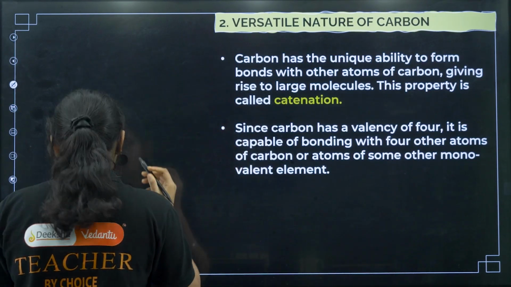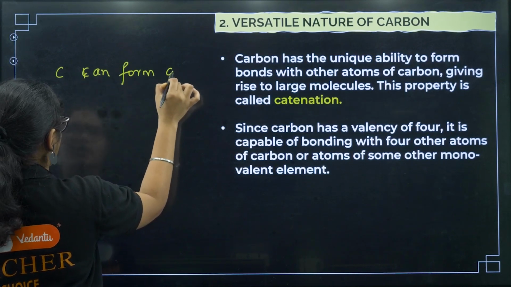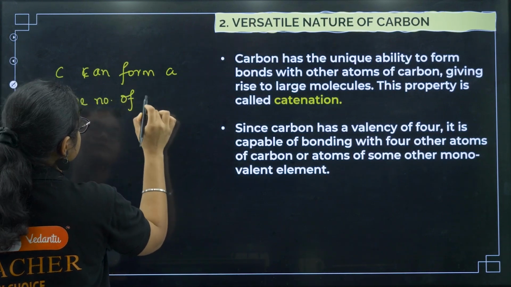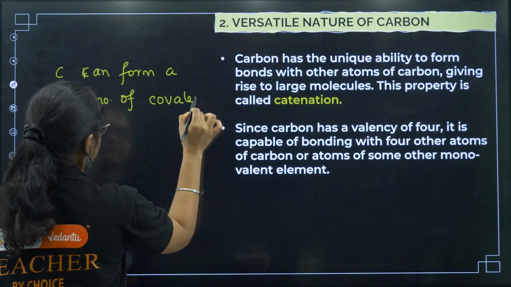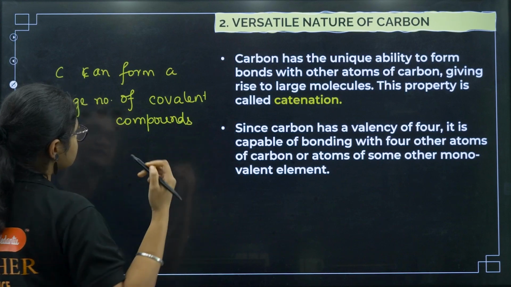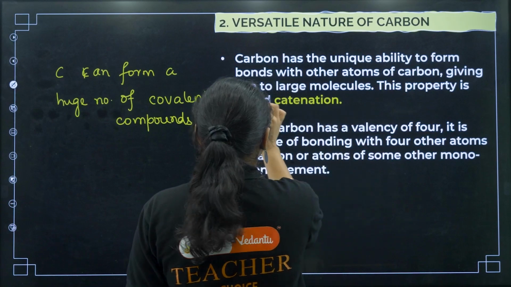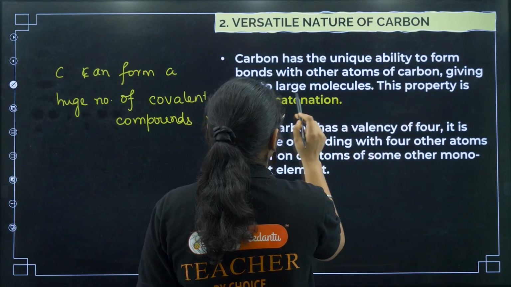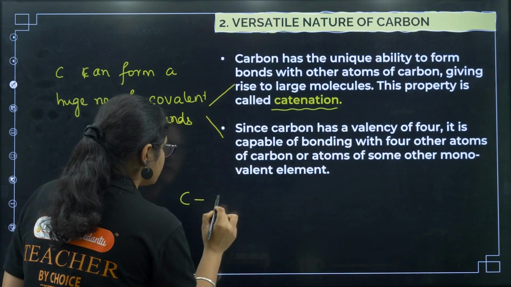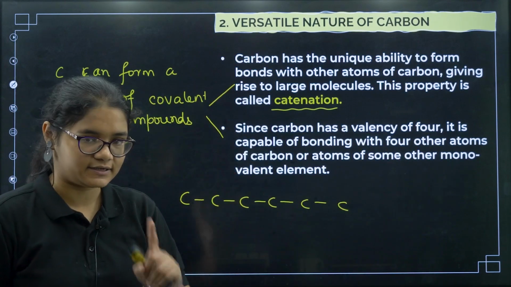Carbon can form a huge number of covalent compounds. You can find different varieties of covalent compounds. The reason for that is these 2 reasons. The first is that carbon has the unique ability to form bonds with other atoms of carbon, giving rise to a large number of molecules. This property is called catenation. That means a long chain of carbon atoms can form bonds. That is the first thing.